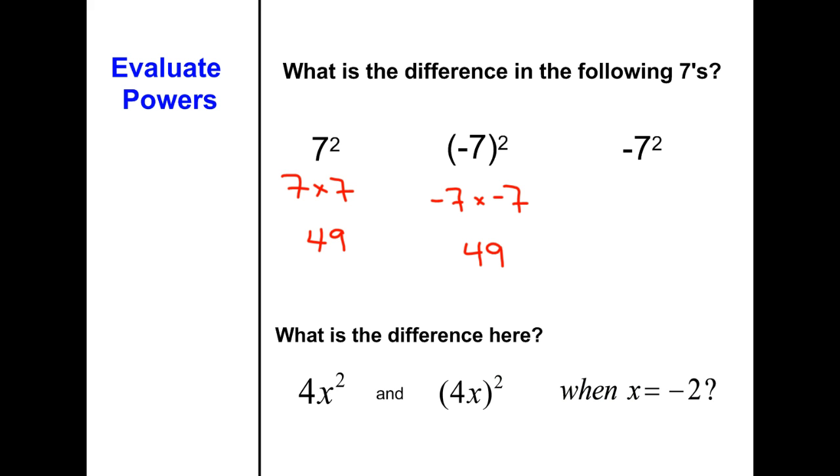Now we have negative 7 squared. That means we take the negative, or the opposite, of 7 times 7, which is really going to be the opposite of 49, which we can simplify to just be negative 49. You guys can look and notice a difference, and now see the parentheses make a huge difference.